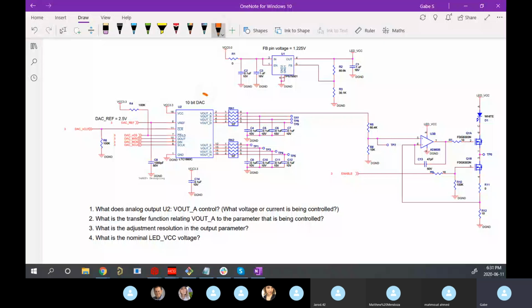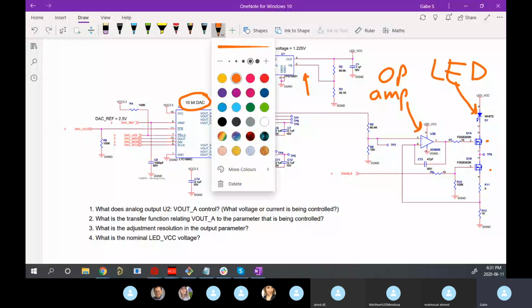Notice here, this is a digital to analog converter. This is an op amp. This is an LED. Some MOSFETs here. And this is a linear regulator. So I'll just write it on the side.